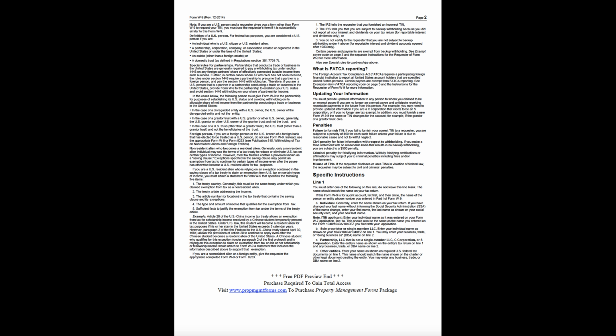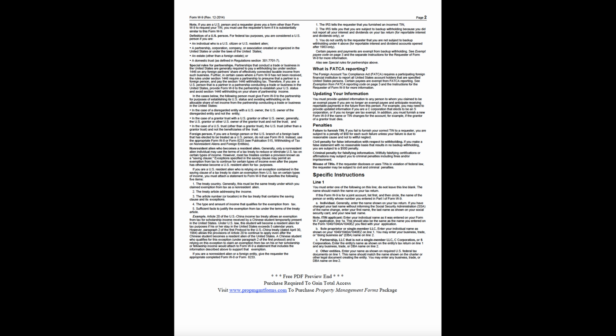Updating your information. You must provide updated information to any person to whom you claim to be an exempt payee if you are no longer an exempt payee and anticipate receiving reportable payments in the future from this person. For example, you may need to provide updated information if you are a C corporation that elects to be an S corporation, or if you no longer are tax exempt. In addition, you must furnish a new Form W-9 if the name or TIN changes for the account, for example, if the grantor of a grantor trust dies.